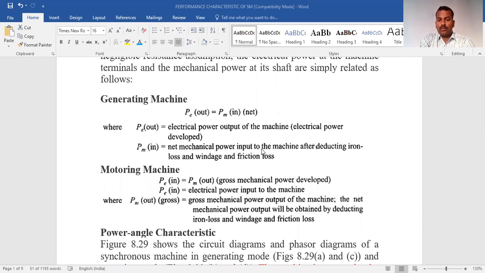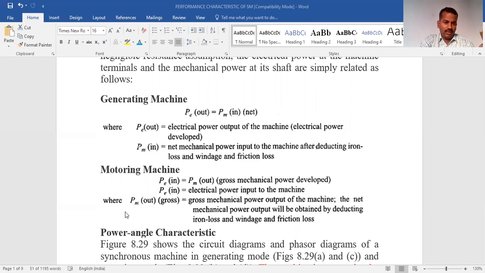Whatever input we give to the generator, after deducting the iron loss, windage loss and friction loss, that is, after reducing all the losses from the input mechanical power, finally we will get the Pm. This Pm is finally available at the shaft of the generator, and it is denoted by Pm.